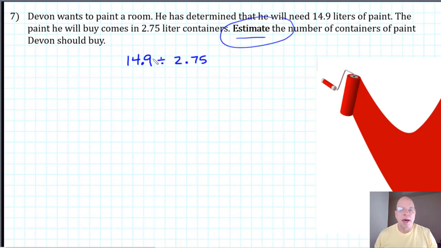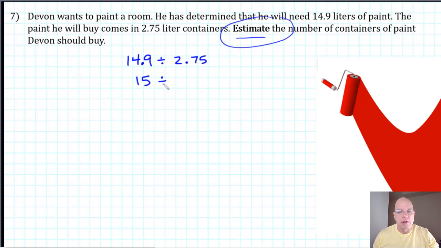And the obvious compatible number to use with 14 and 9/10 is just round up to 15. That's a nice friendly number. But the tricky thing about word problems when you're estimating is you have to consider, how does that affect the problem? Did we just overestimate or underestimate? We raised the number from 14 and 9/10 to 15, so we overestimated by 1/10. So how does that affect the problem? The 14 and 9/10 represented the amount of paint we need. If you overestimate the amount of paint you need, then you're going to guarantee that you buy enough paint.